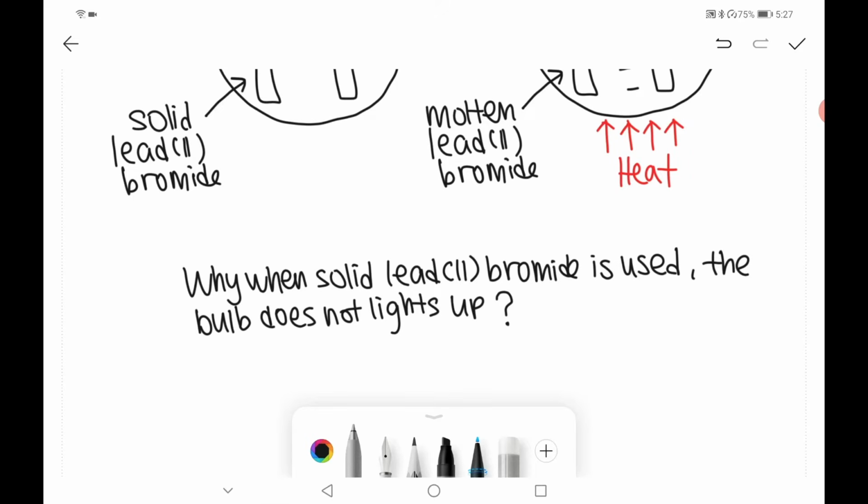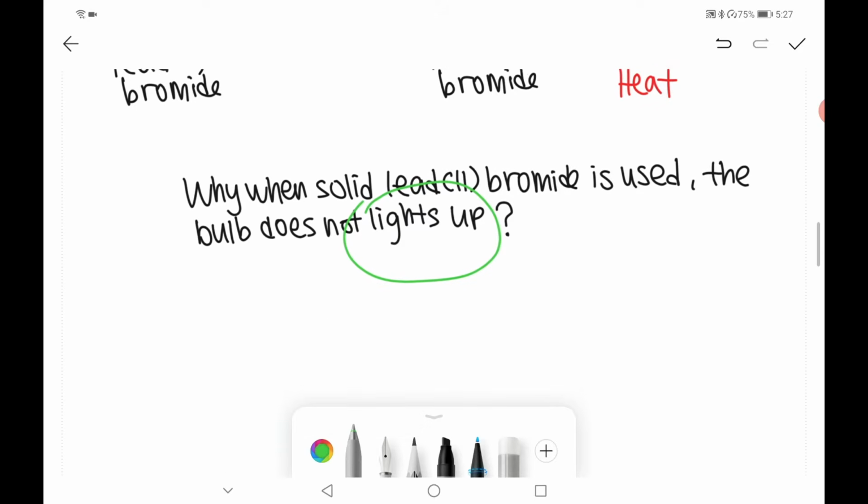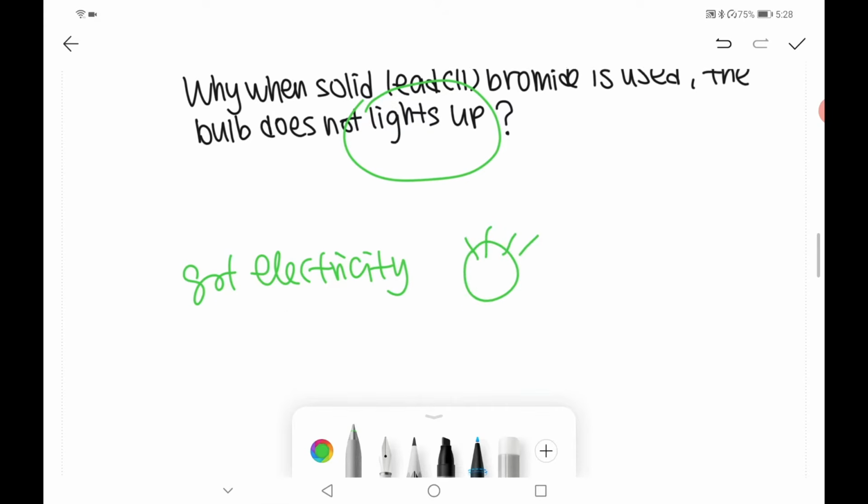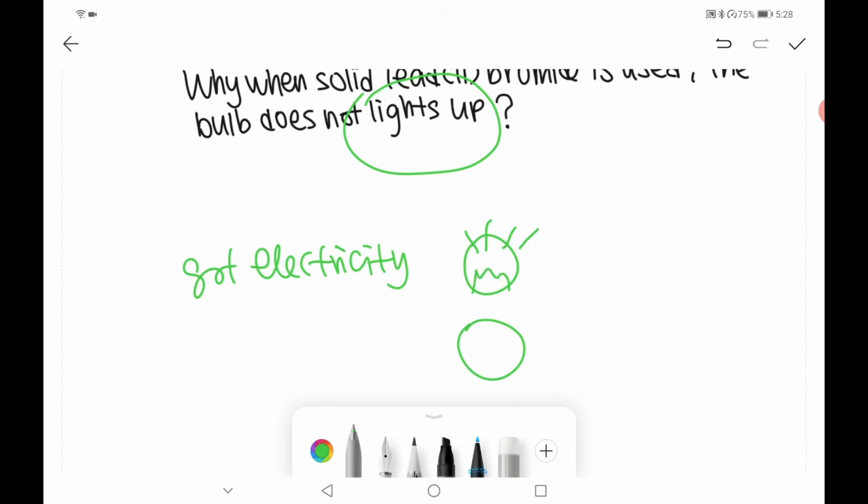Here we need to know the concept first, to know how to solve the question. Whether the bulb lights up or not all depends on whether you have electricity or not. Always remember this. If the bulb lights up, it means there is electricity. If the bulb doesn't light up, it means there is no electricity. That's it.